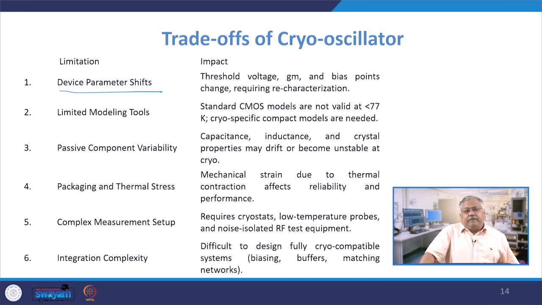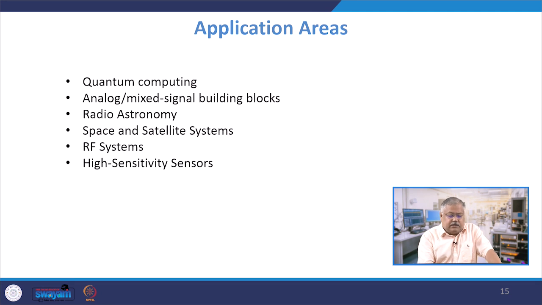Another major issue is that passive component variability happens at low temperature and they become very unstable in that sense. Then of course one major problem, and this is a very practical problem, is packaging and thermal stress at low temperature. Packaging is a big issue. If you have a standard ceramic packaging, it might not be substantially stable at such cryo temperatures, right. And we need to be very careful about how we do packaging at such a low temperature. Of course measurement systems are very complex in nature, and as I discussed with you earlier also, integration complexity is there.